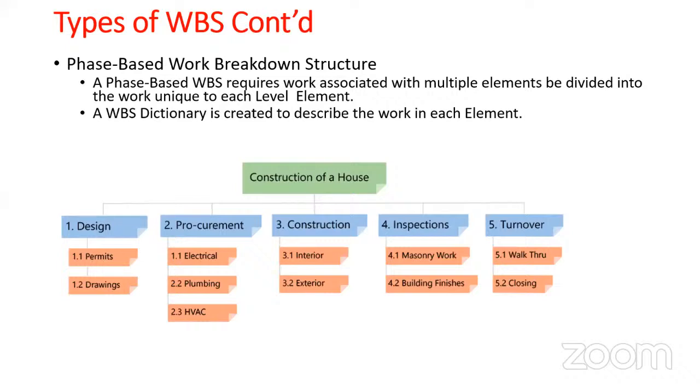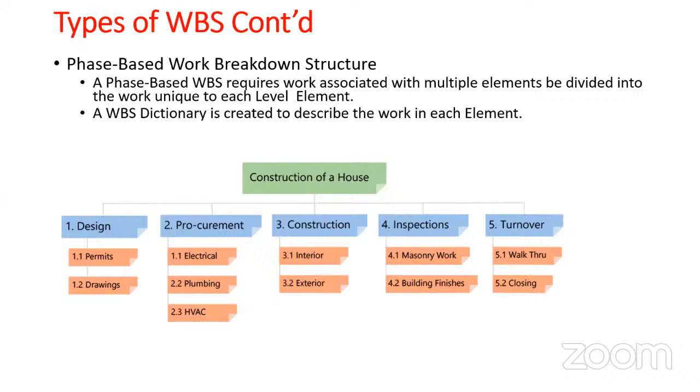So you see the phases are outlined. Phase 1 design, phase 2 procurement, phase 3 construction, phase 4 inspection, phase 5 turnover. And then you have the other elements under each of the phases. Design, they have permits, you have drawings.